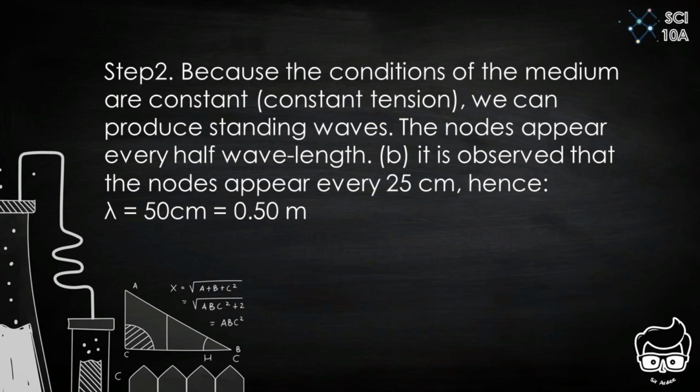Step number 2. Because the conditions of the medium are constant tensions, we can produce standing waves. The nodes appear every half wavelength. It is observed that the nodes appear every 25 centimeters, hence, lambda is equal to 50 centimeters or 0.50 meters.